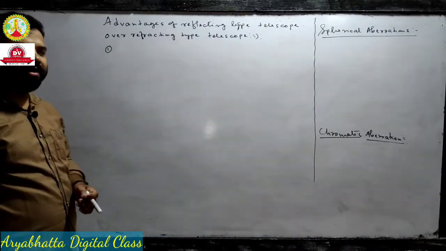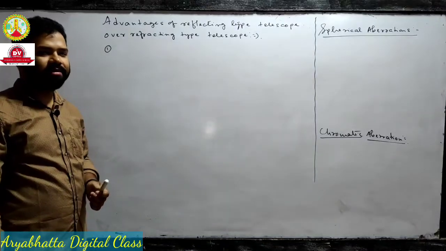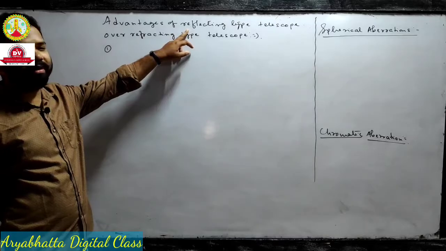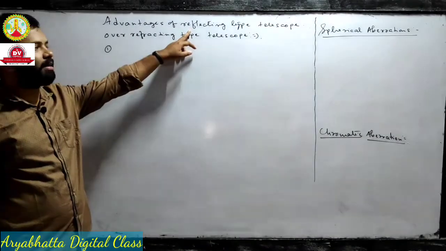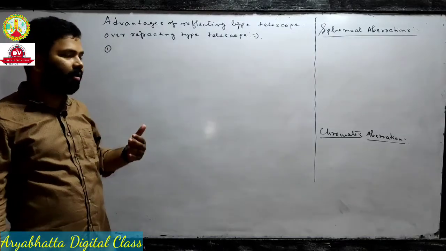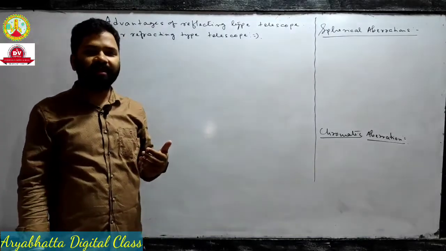So the refracting type telescope has some disadvantages. To overcome those disadvantages, the reflecting type telescope is used. So what are the problems with the refracting type telescope?